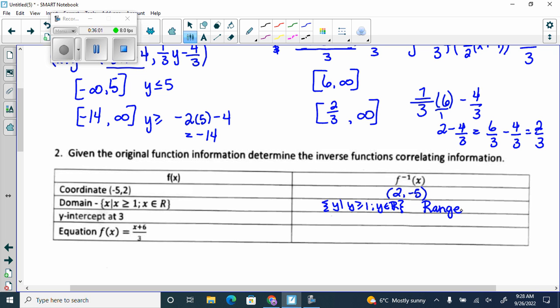Okay, we have a y-intercept at 3, so that's 0, 3. So what does that become on the inverse? Yeah, because it becomes 3, 0, right?